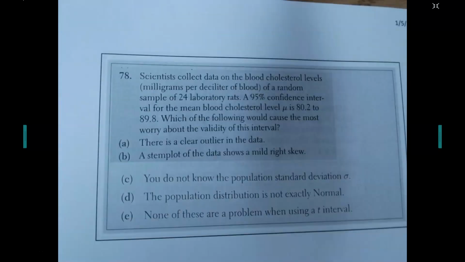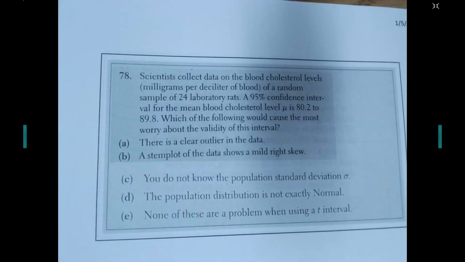All right, last one of these. Scientists collect data on the blood cholesterol levels in milligrams per deciliter of blood of a random sample of 24 laboratory rats. A 95% confidence interval for the mean blood cholesterol level is 80.2 to 89.8. Which of the following would cause the most worry about the validity of this interval?